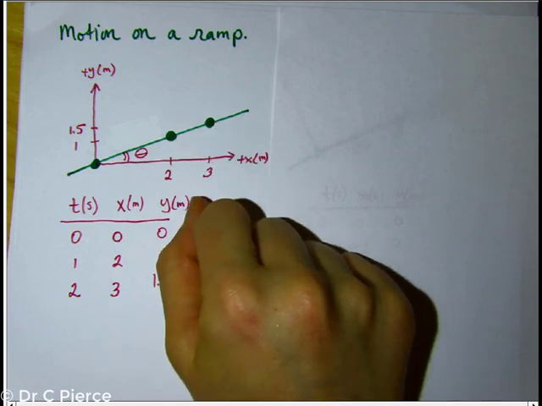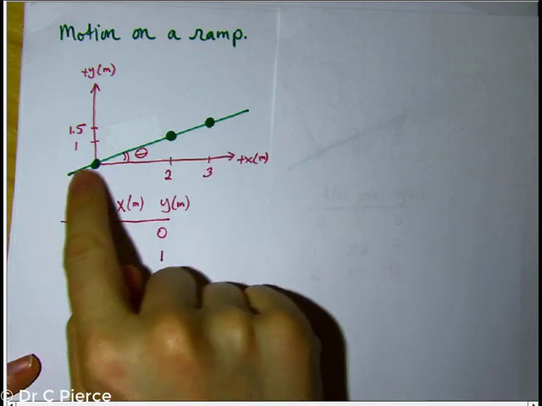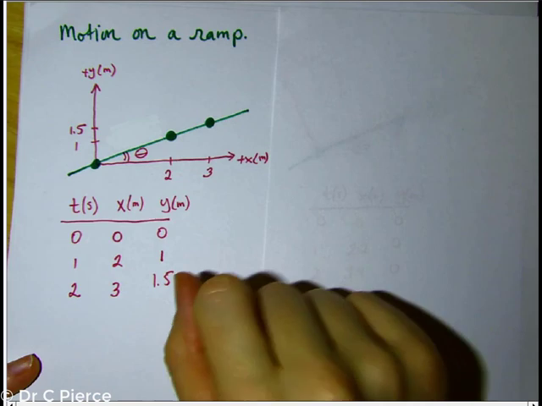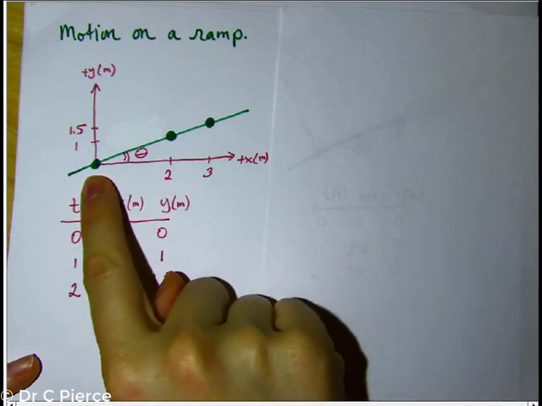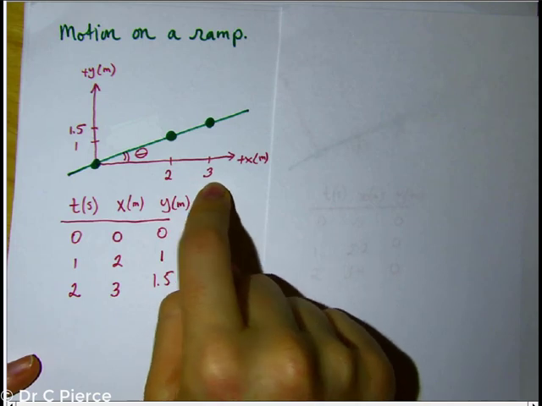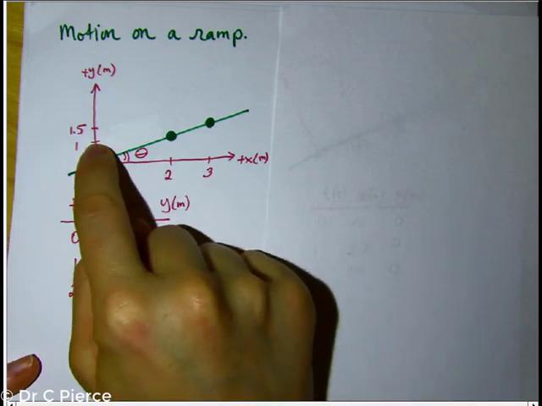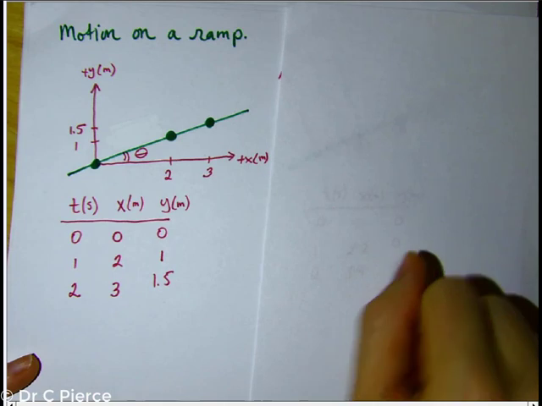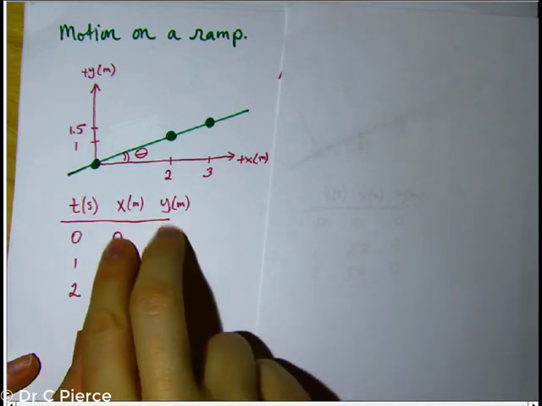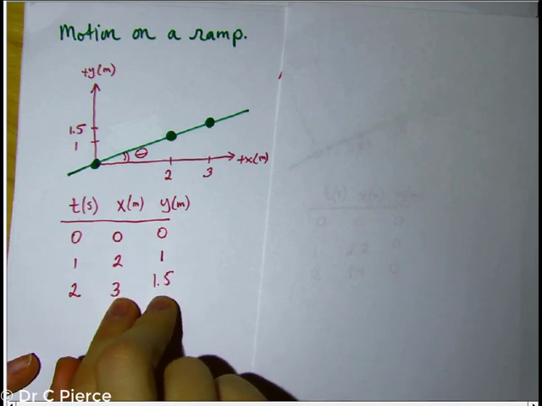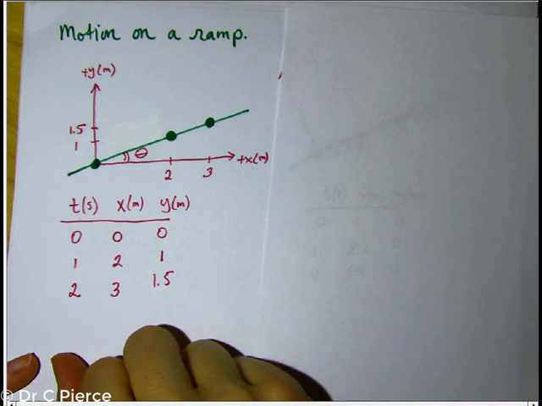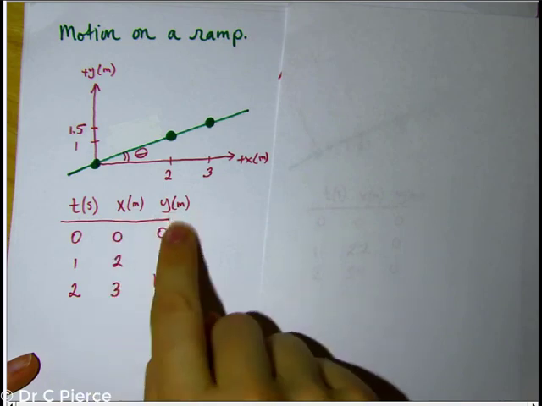And if I lay out a traditional coordinate system where x is horizontal and y is vertical, we could say that its x position changes with time from 0 to 2 to 3, and its y coordinate changes from 0 to 1 to 1.5. And so I can also make a table of that, showing that as time changes, the x and the y position change with time as well. So this would be two-dimensional motion, because it's moving in the x and it's moving in the y.